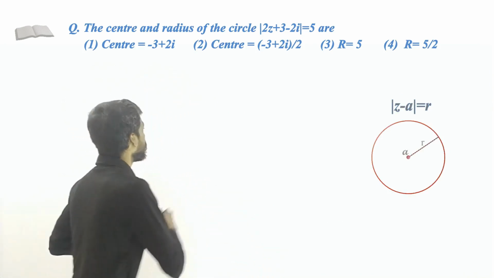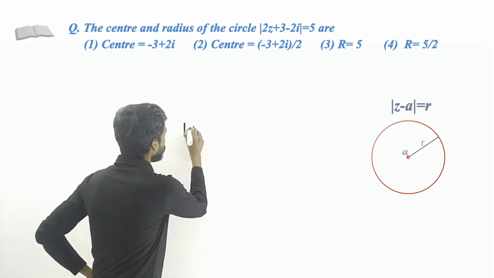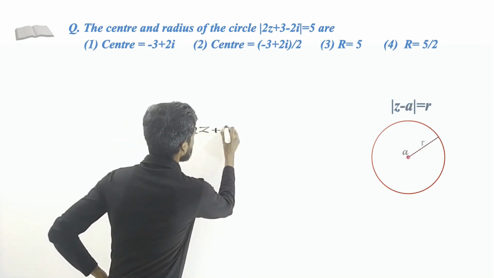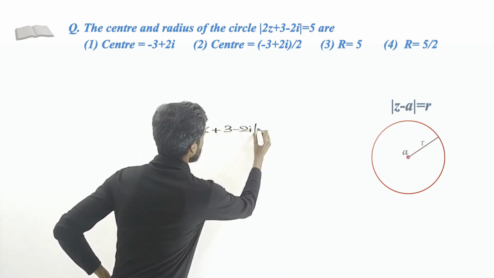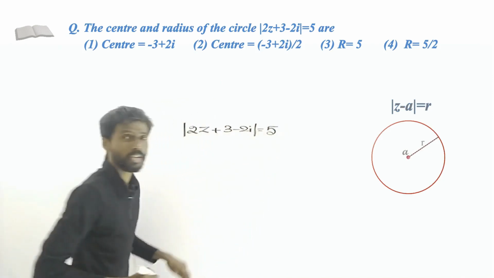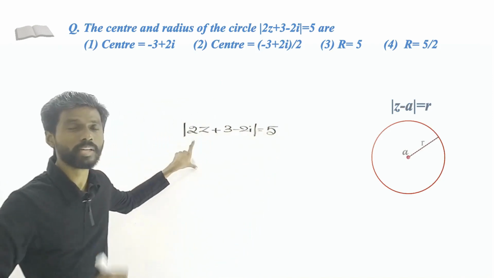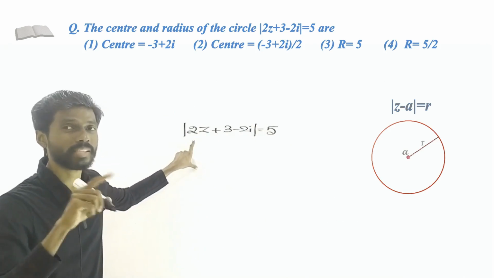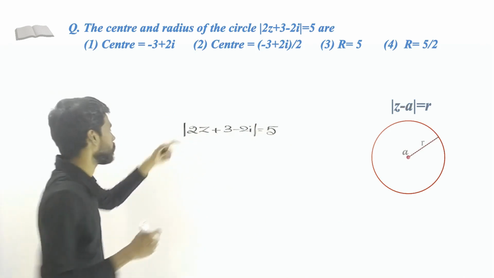So the equation given here is modulus of 2z plus 3 minus 2i equals 5. So 2z is there. We don't want this 2, because we want to get it in the form modulus of z minus a. So 2 can be taken out, because it's a positive real number.